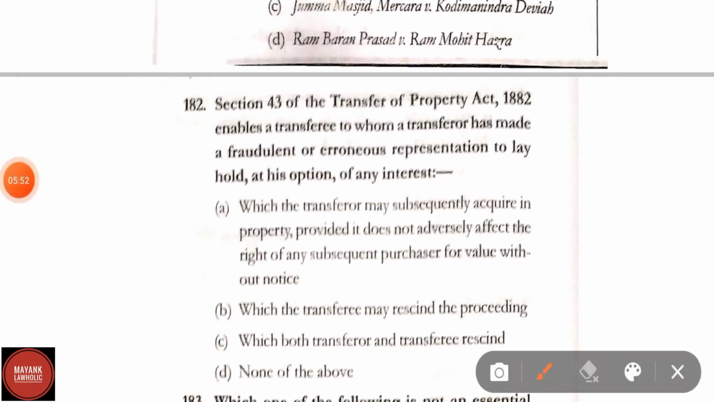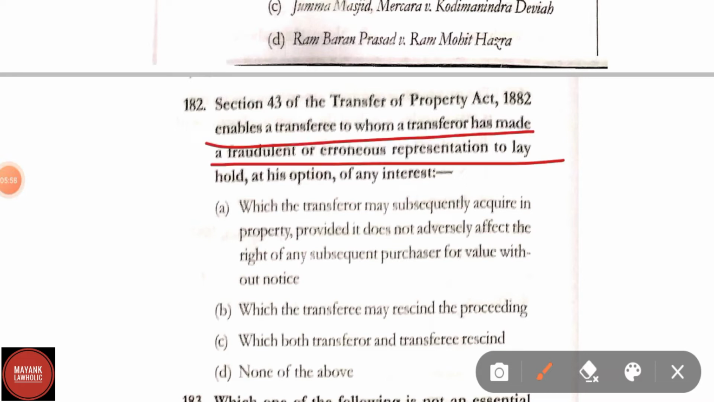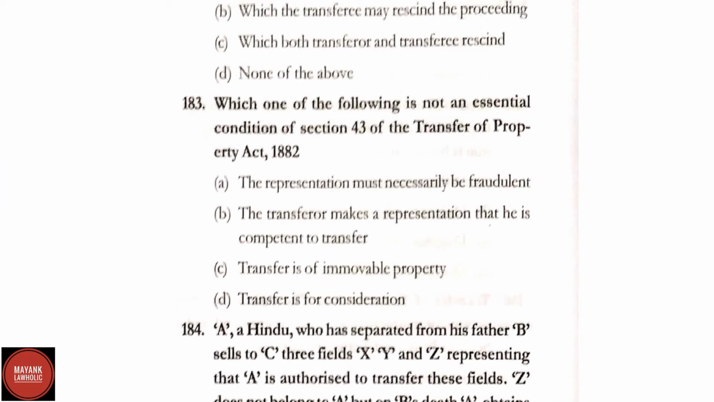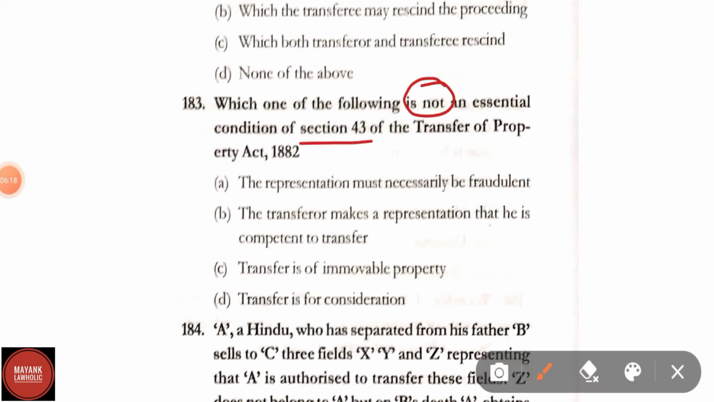Question number 182. Section 43 of the TPA enables a transferee to whom the transferor has made a fraudulent or erroneous representation to lay hold, at his option, of any interest which the transferor may subsequently acquire in the property, provided it does not adversely affect the right of any subsequent purchaser for value without notice. Option A is the correct answer. Question number 183. Which one of the following is not an essential condition for section 43 of TPA? Options are: the representation must necessarily be fraudulent, the transferor makes a representation that he is competent to transfer, transfer is of immovable property, transfer is for consideration. Here in this question it has been asked which of the following is not an essential condition of section 43.